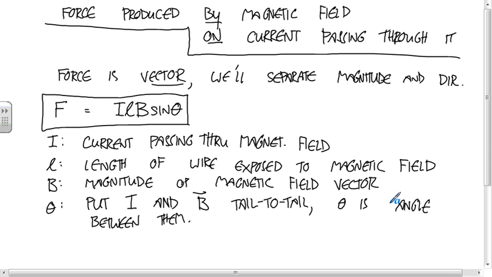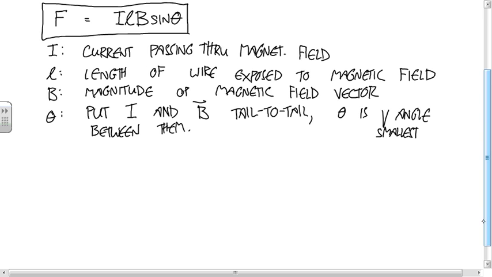And it's important that you use the smallest angle between them. So if you have a current going this way and a magnetic field going this way, okay, you'd put them tail to tail like this.